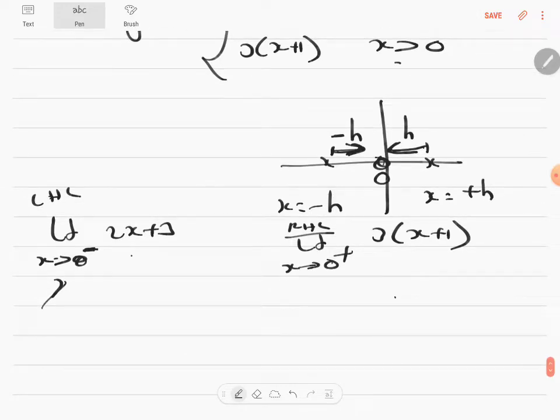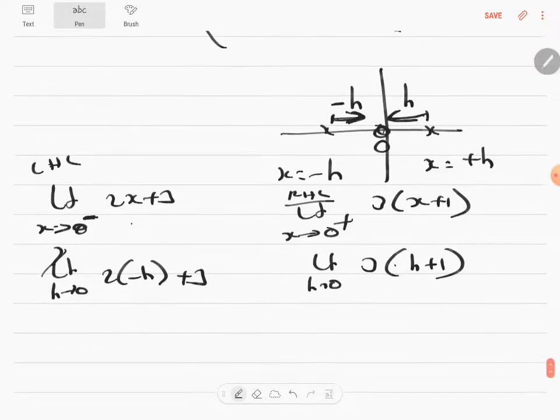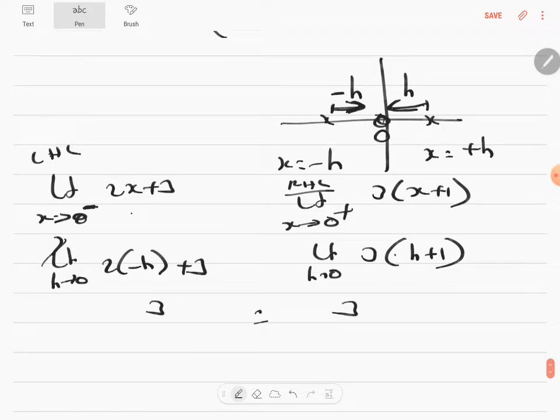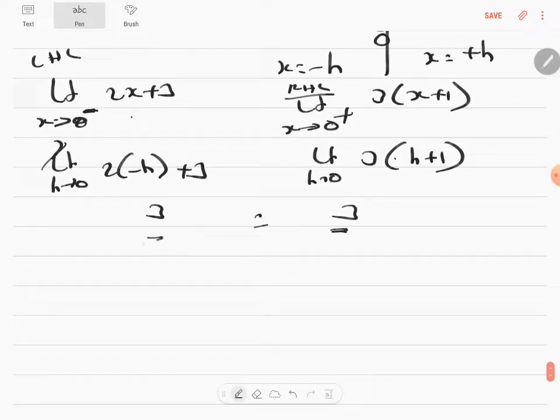But x is not x, x is becoming minus h. So 2 into minus h plus 3 for the left hand limit, limit h tends to 0. And this is 3 into plus h plus 1, limit h tends to 0. Putting 0 in place of h, it will be 3, and putting 0 in place of h, 3. Left hand limit is equal to right hand limit, hence limit exists. And the limit is 3.